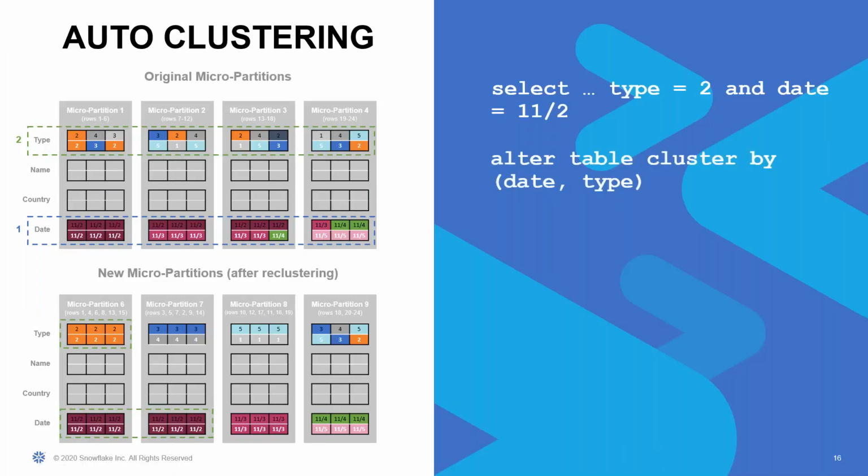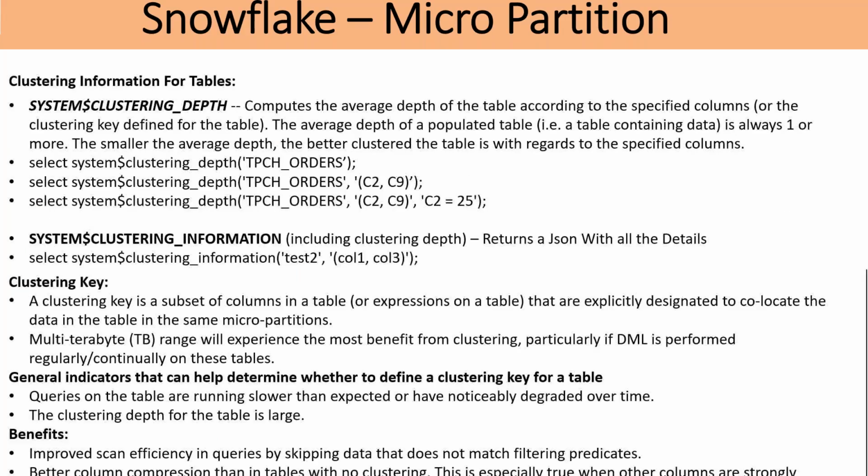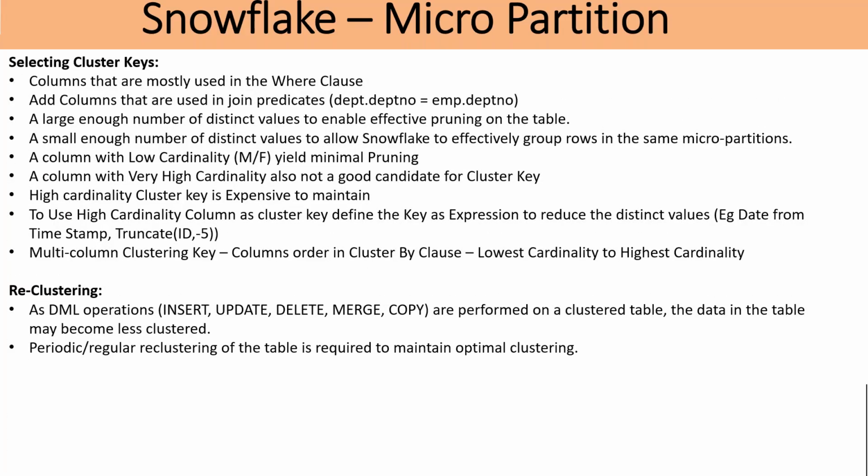So this is an example: alter table cluster by. One question here: are there many chances people go for explicit clustering, or is it better to go with natural clustering? So clustering, normally people don't go that far.